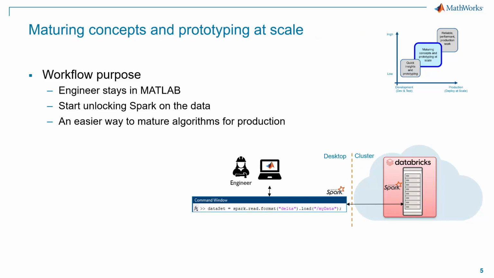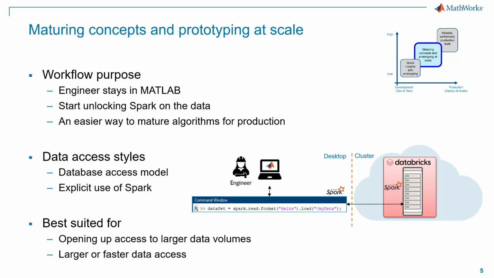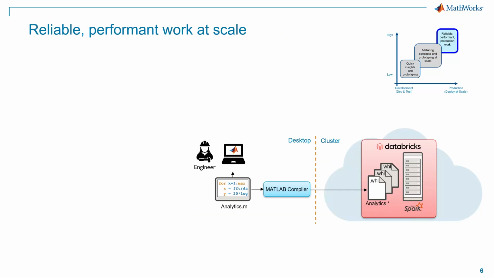The second data workflow is about directly using Spark to work with and manipulate data. Much like our first workflow, this one can be interactive, exploratory, and highly iterative. It enables engineers to author Spark commands from MATLAB on their local machine and have them executed in Spark on the Databricks compute. Data reading, manipulation, and writing all happen on the cluster side. This data workflow opens up access to larger data volumes and helps us progress the maturity of our algorithms or models from development toward production.